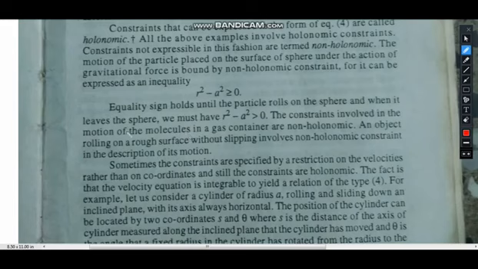The constraint involved in the motion of the molecules in a gas container. You have to take a gas container, and the molecules in the gas container move. That is the best example for a non-holonomic constraint. An object rolling on a rough surface without slipping. So there is a rough surface, and a particle is moving on the rough surface without slipping. This is also an example of a non-holonomic constraint in the description of motion.